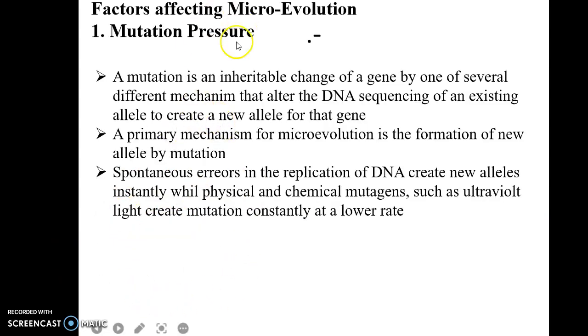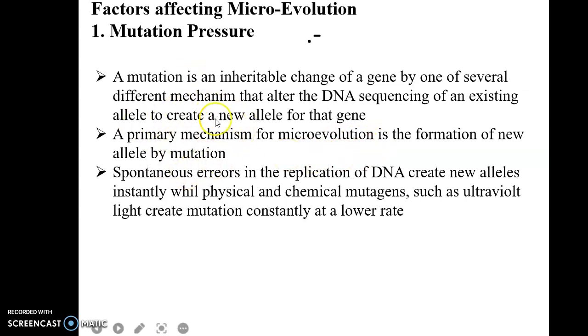First of all, we will discuss mutation pressure. Mutation, as you all know, is the inheritable change of a gene by one of several mechanisms that lead to the alteration in the DNA sequence of an existing allele. When there is an alteration in the DNA sequence, a new allele is created for that gene. So the primary mechanism for microevolution is the formation of new alleles by mutations.